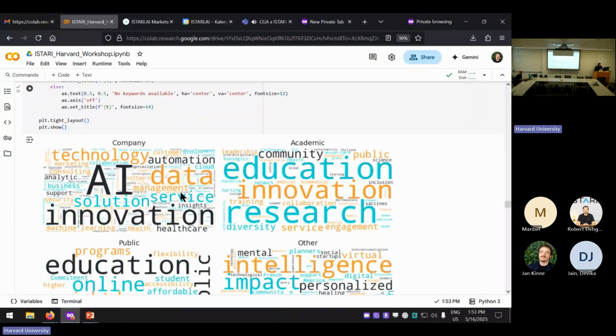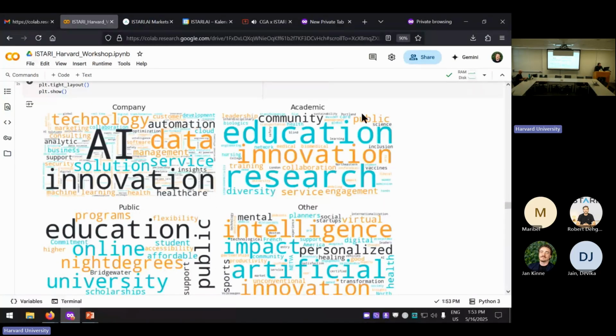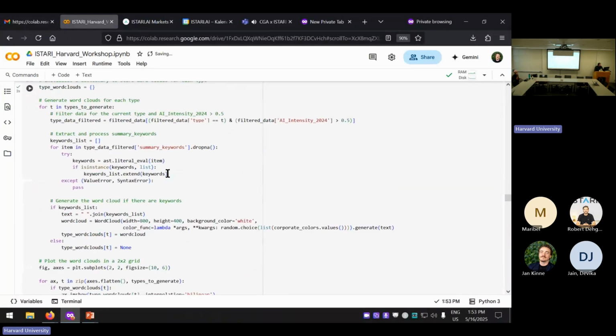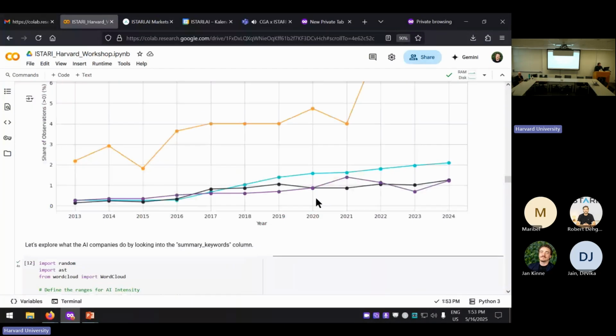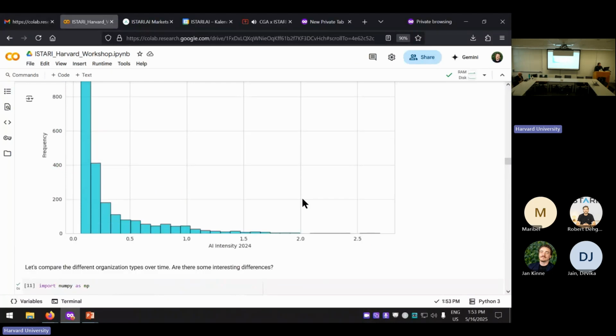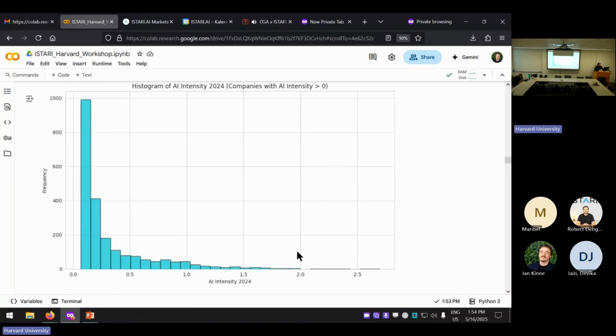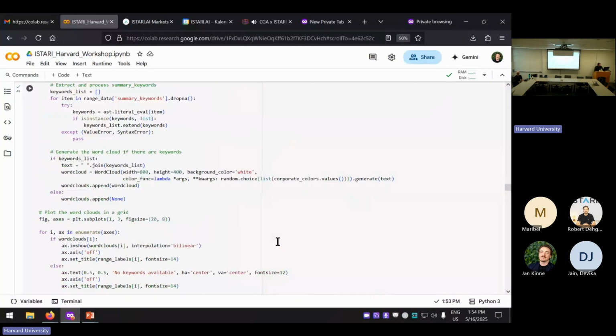different organization types again. So again, we look at company, academic, public, and other, and only look at those that have AI intensity of larger than 0.5, okay? Just to remind you, larger than 0.5, those are only those companies here, right? That are really concentrated on AI and not just doing a little bit of AI.